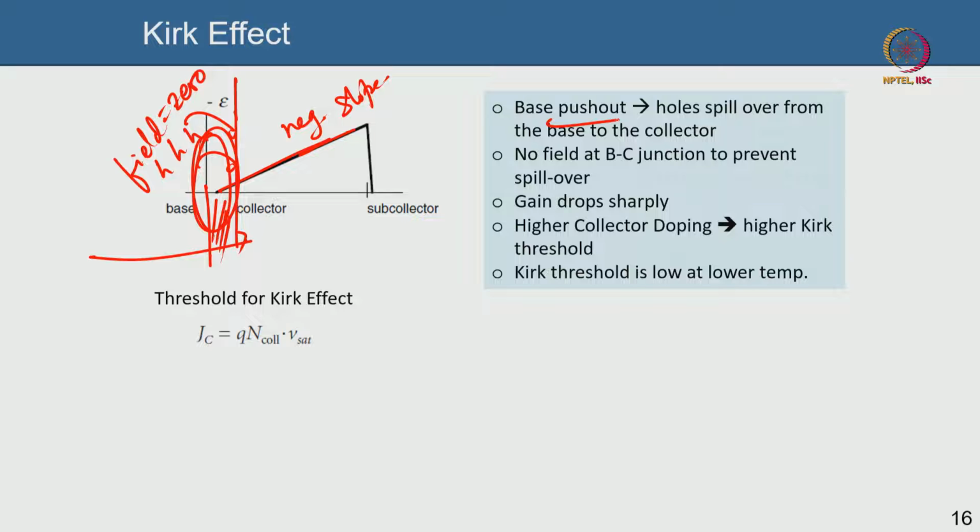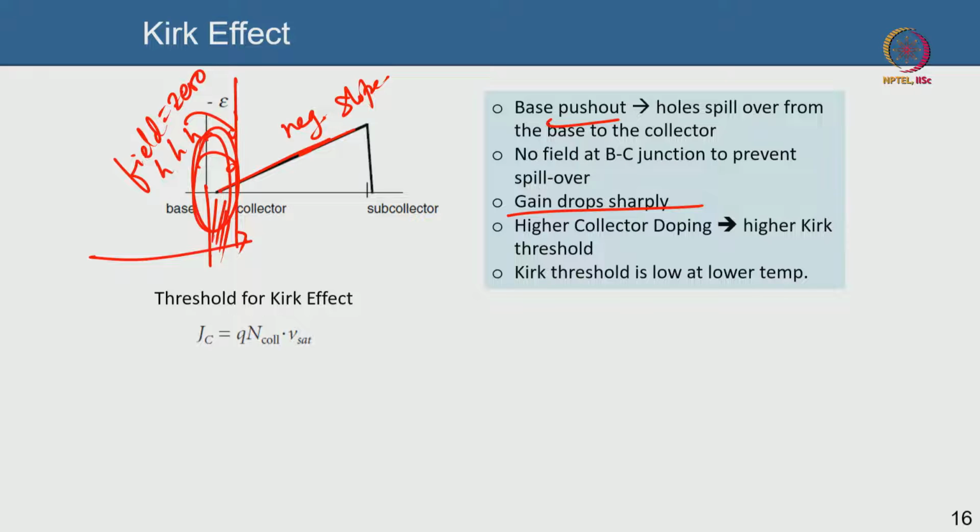Base holes have spilled over to the collector because there is no field to prevent it. And you know, in a depletion there is always a field that prevents the holes from coming from p side to n side and electrons from migrating from n side to p side, but there is no field here, so you have stopped that. So the holes can spill over to the collector side, and the base width has increased. With the increase in the base width, the gain will drop sharply, the cutoff frequency will drop sharply, delay increases, and your overall device suffers now, because your gain and cutoff frequencies are dropping.